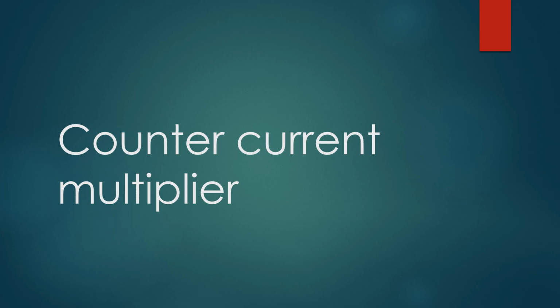Today we are going to start the topic that is named counter current multiplier. Counter current multiplier is related to our previous topics. We were previously studying the nephron, which is the structural and functional unit of the kidney. So the nephron works on the mechanism of counter current multiplier. Today in this video we will discuss how this counter current multiplier mechanism works.